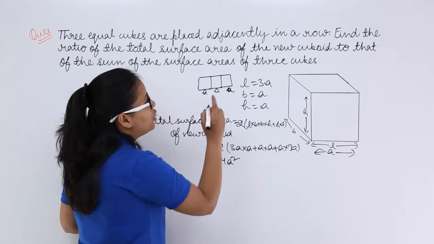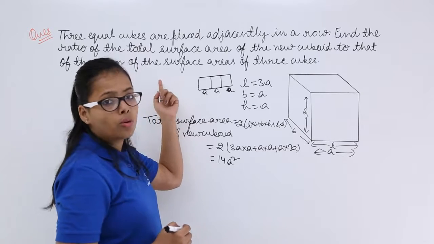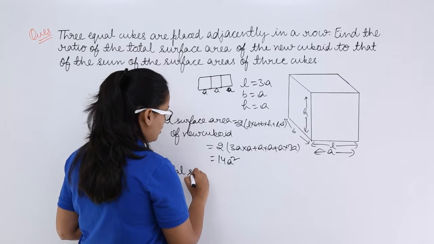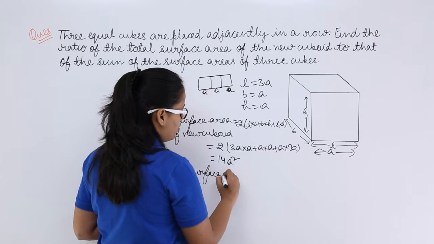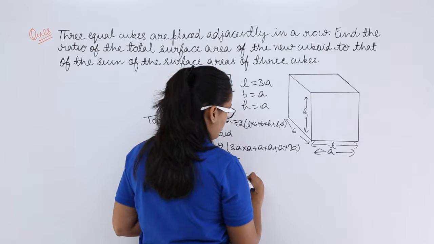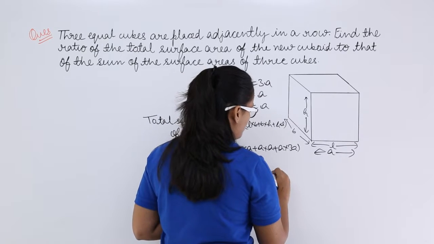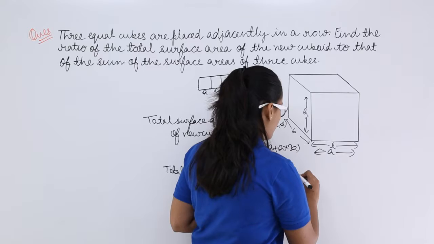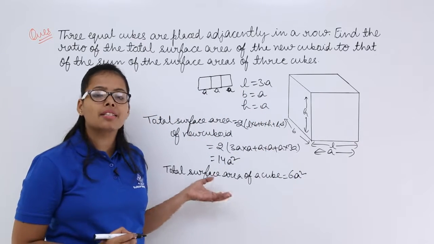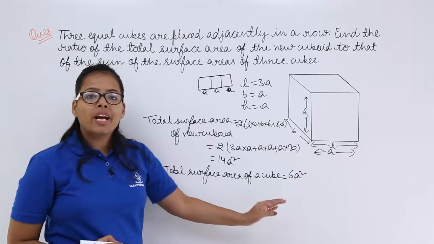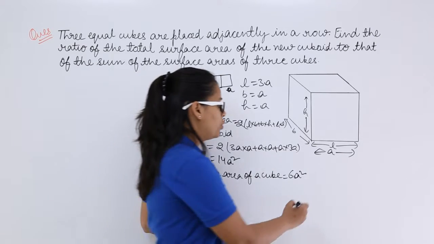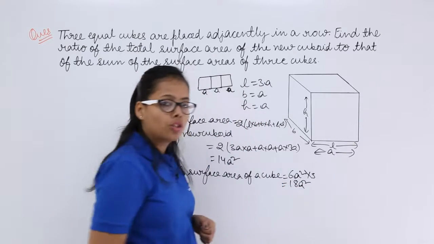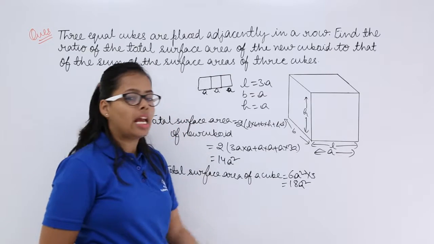Now, you need to find out the surface areas of these cubes as well. So total surface area of a cube is, you know, 6a square. This is the formula for calculating the surface area of a cube. Now you know that there are three cubes like this, so you will multiply this with 3. The total surface area of three cubes will be 18a square.